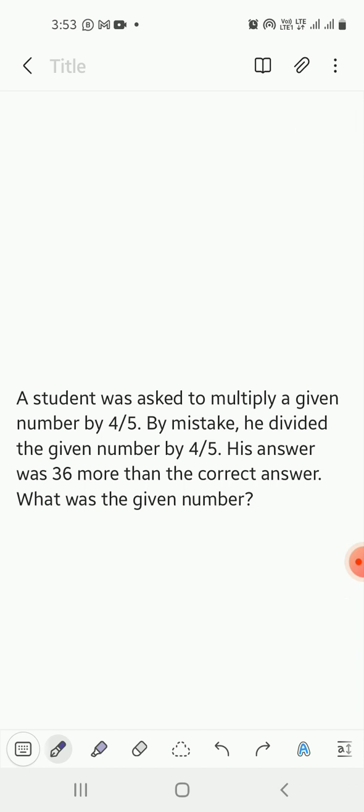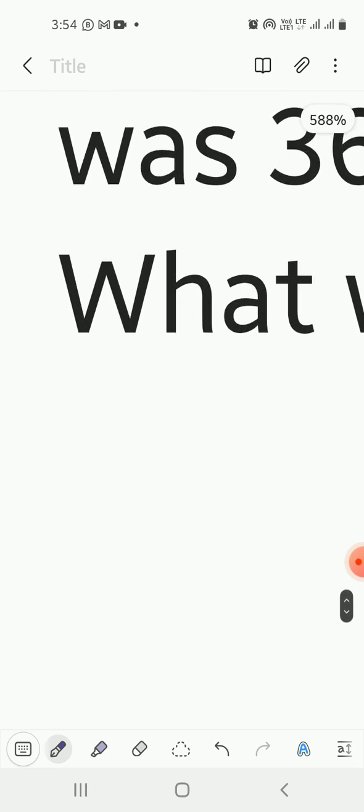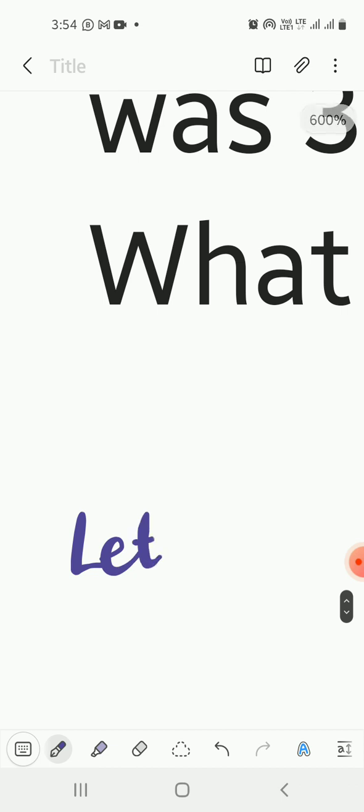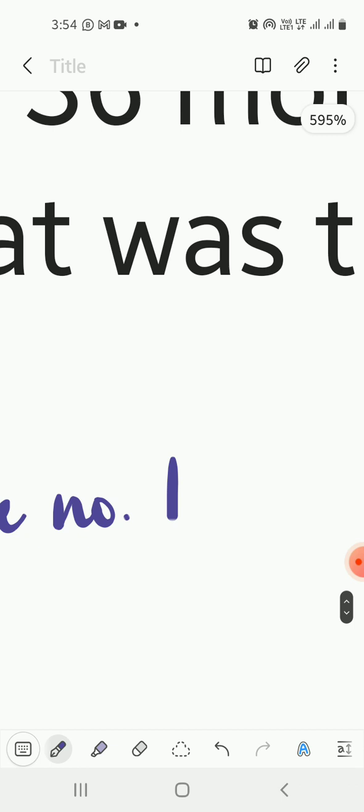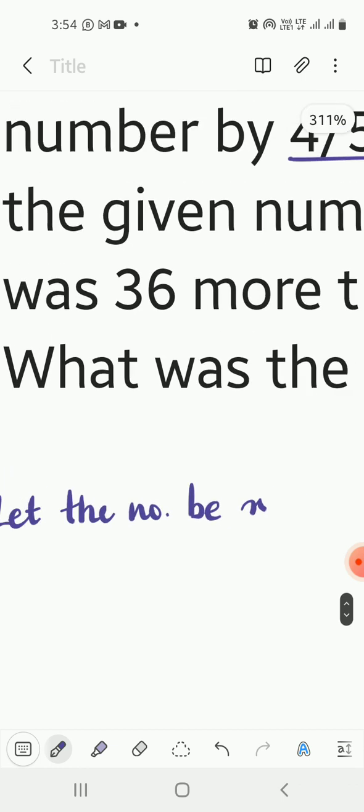See, it's given that a student was asked to multiply a given number by 4 by 5. We don't know what the number is. It is not told to us. By mistake, he divided the given number by 4 by 5. He doesn't multiply it, by mistake he divides it. His answer was 36 more than the correct answer. So because the number is not given, let's take the number as x. So let the number be x because it is not known to us.